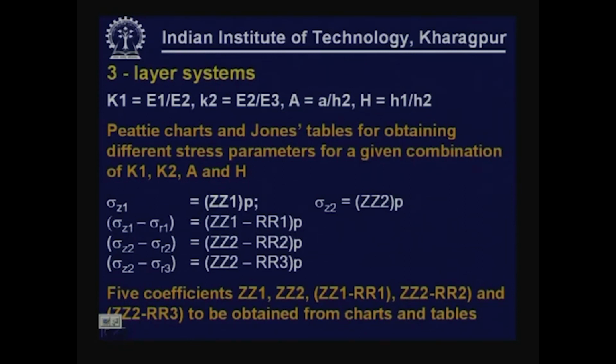We can see the expressions. Sigma Z1 is given as a function of P multiplied by a parameter ZZ1. ZZ1 is what we have to find out from the charts. Similarly, sigma Z2 at the second interface vertical stress is given by ZZ2 into P. Similarly, sigma Z1 minus sigma R1 is given as a function of another parameter ZZ1 minus RR1 and so on. Basically, we have to find out these parameters for a given pavement configuration from the charts and tables.